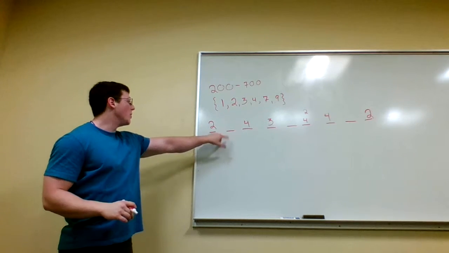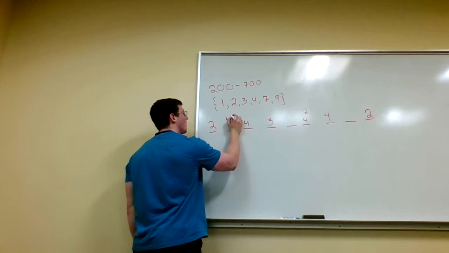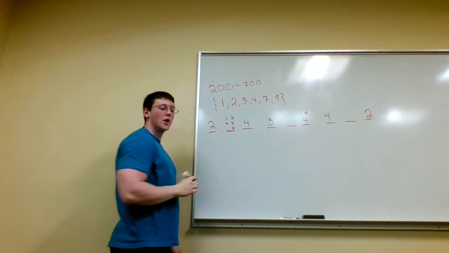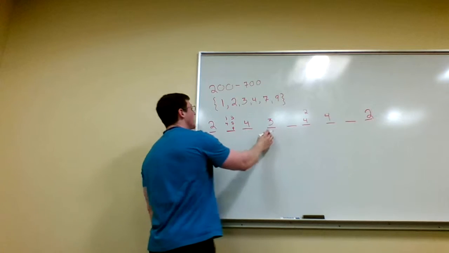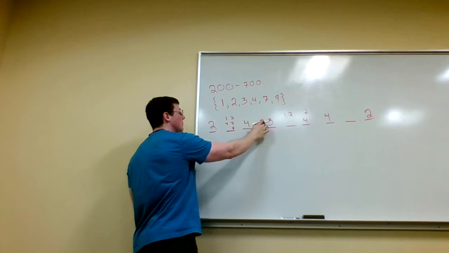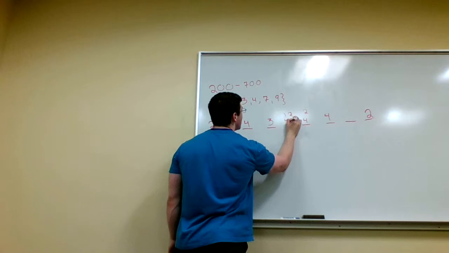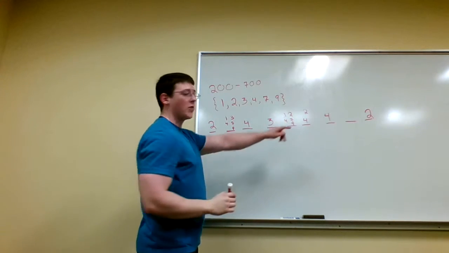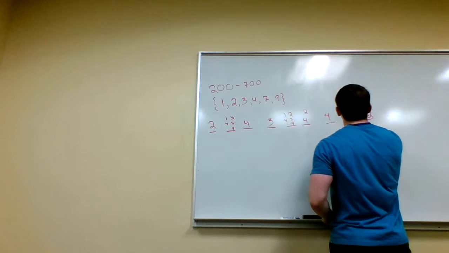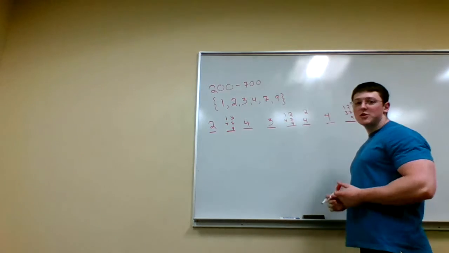So, in the middle, we can't repeat digits, so we can't have a 2. We can have 1, we can have 3, 4, 7, and 9. Those are the digits we can have as a middle. Same thing here. We can have a 1, we can have a 2. Can't have a 3 because it's in the hundreds place. We can have a 4, a 7, and a 9. And over there, with the 4, we can have 1, 2, 3, 7, and 9. Let's go ahead and write these. 1, 2, 3, 7, 9. So that's how you set up a problem like this.